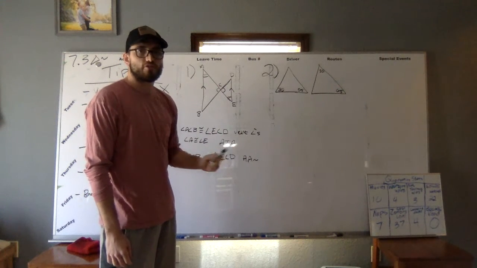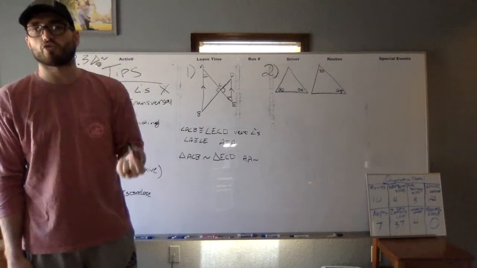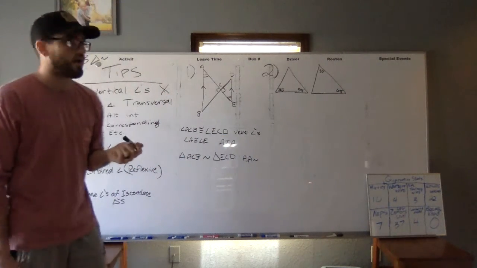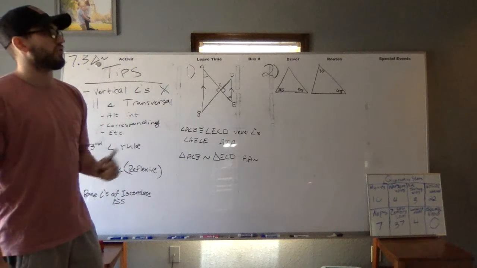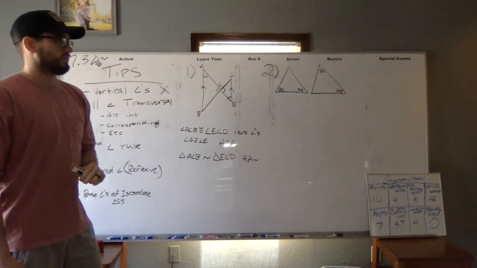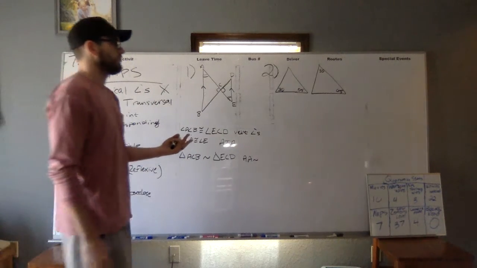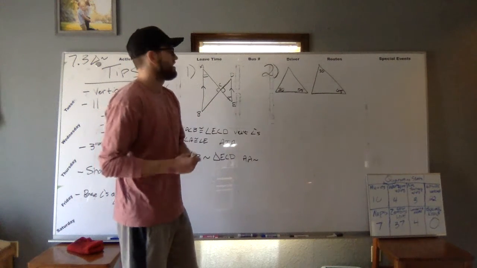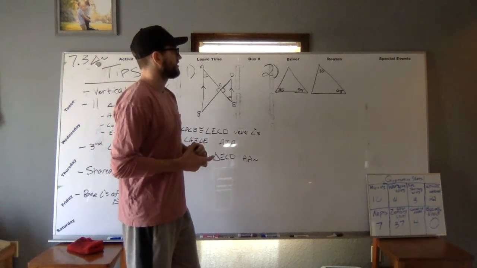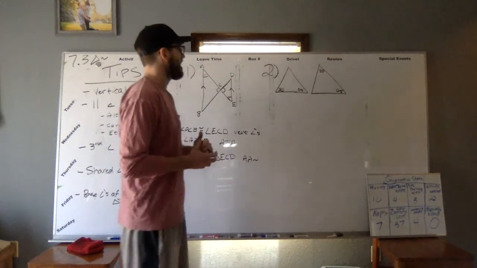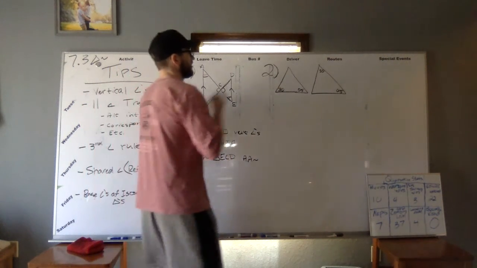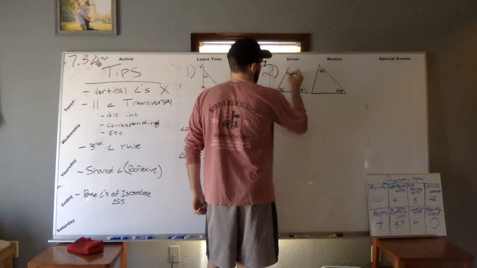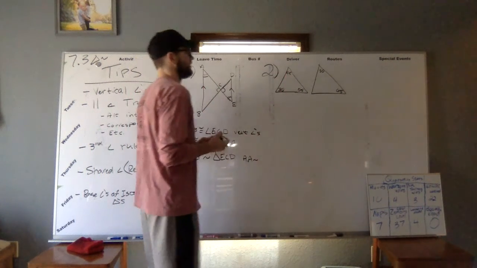Well, I can find more information, and that's, again, where those tips come from. You don't just want to quit when there's more information to be found. I know two angles on each of these triangles. So that means I can find the third by the third angle rule. So I could say something like, okay, 30 and 55 is 85. That means the last one's 95.